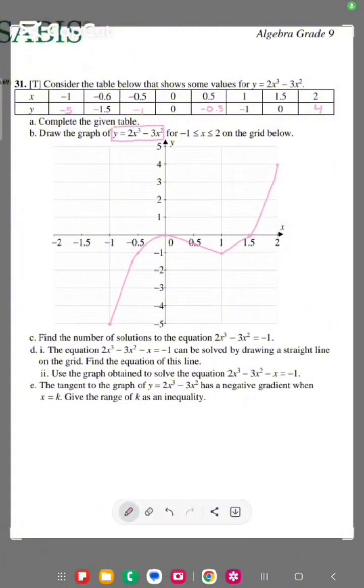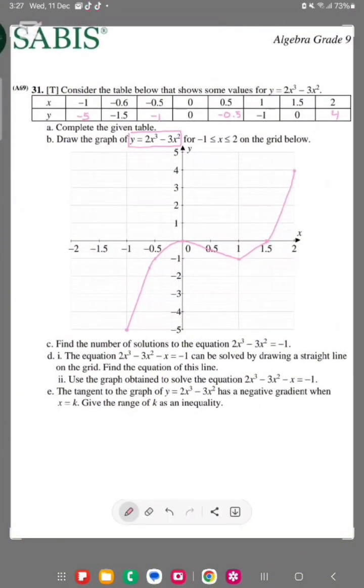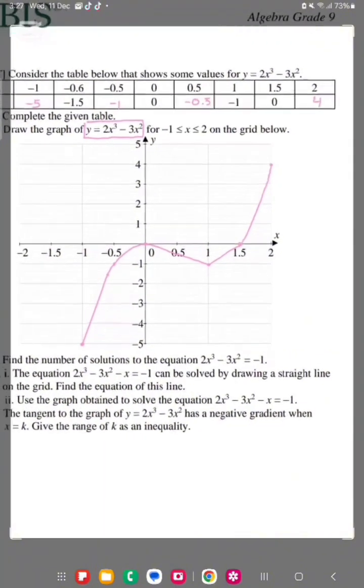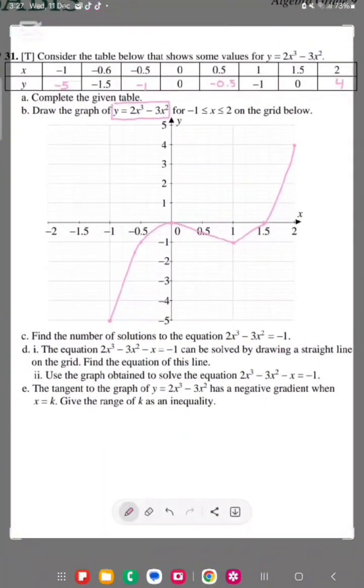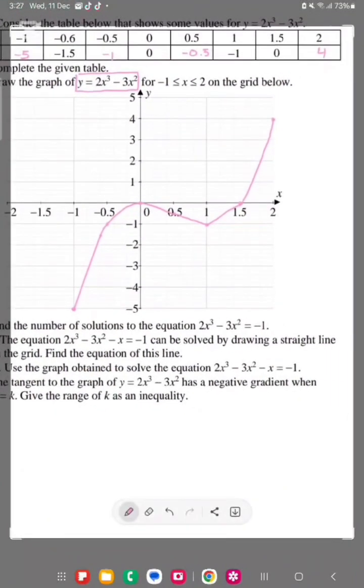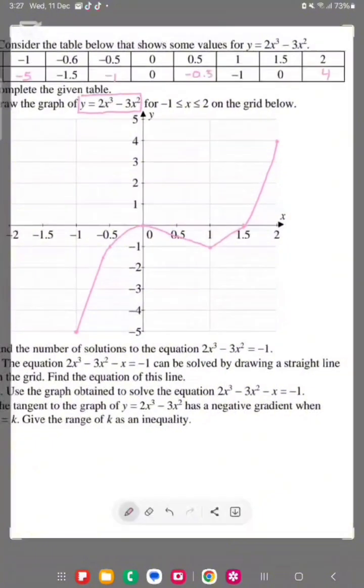Here I already filled in the table and I drew the graph. The graph, you draw the points from the table, so that's already easy. The graph is not very accurate, but it's the best I can do for now. Here they're asking you to find the number of solutions to the equation. Okay, look carefully here. If they told you just find the number of solutions to the equation, only this, without this, then it would be here and it would be here, the points intersecting the x-axis.